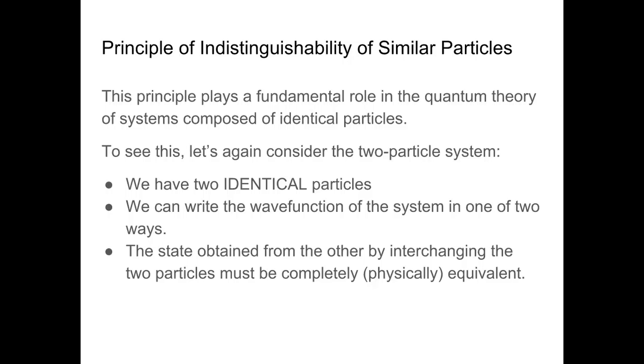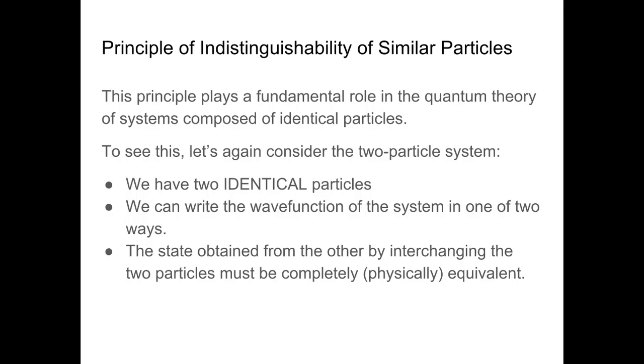there's this thing that we call the principle of, I'm going to try to say this, indistinguishability of similar particles. So it's a principle that we can't distinguish similar particles in quantum mechanics, right? And it's a fundamental principle, and it plays a role in how we construct systems of many particles, systems of many identical particles, I should say. And to see this, we always start with the simplest case, which would be a system of two identical particles, right? And if we have a system of two identical particles, we can basically write the wave function of the system in one of two ways, right?